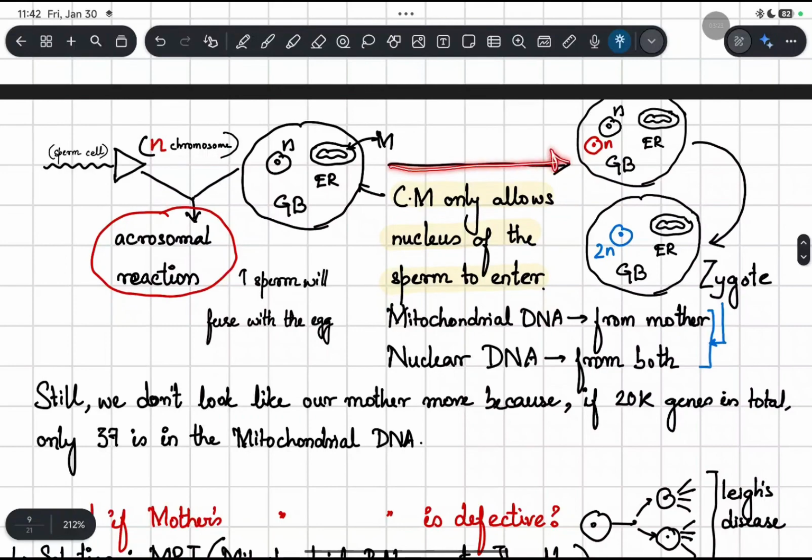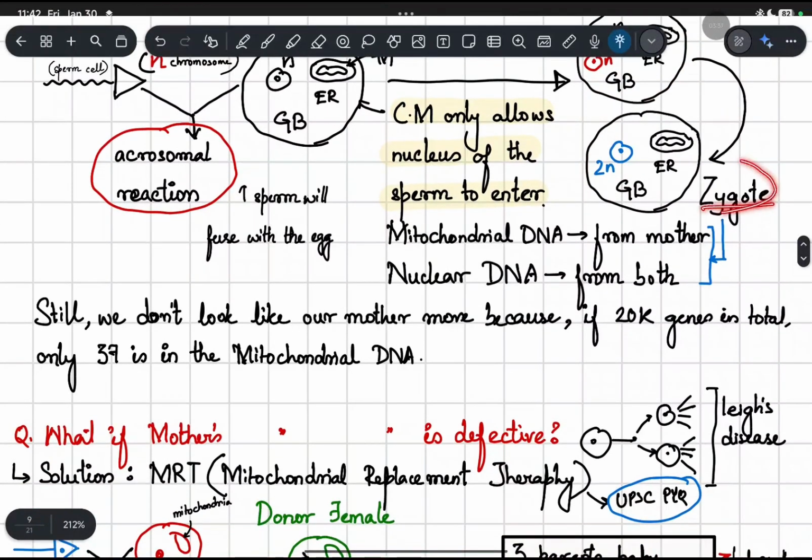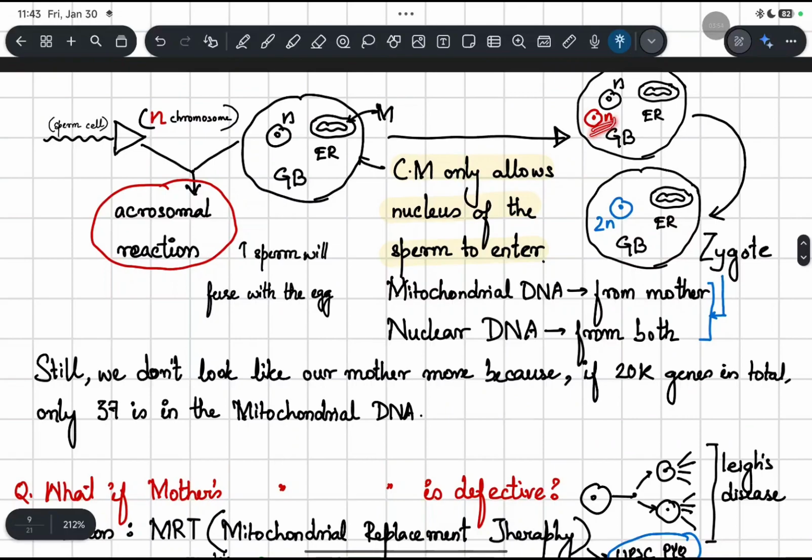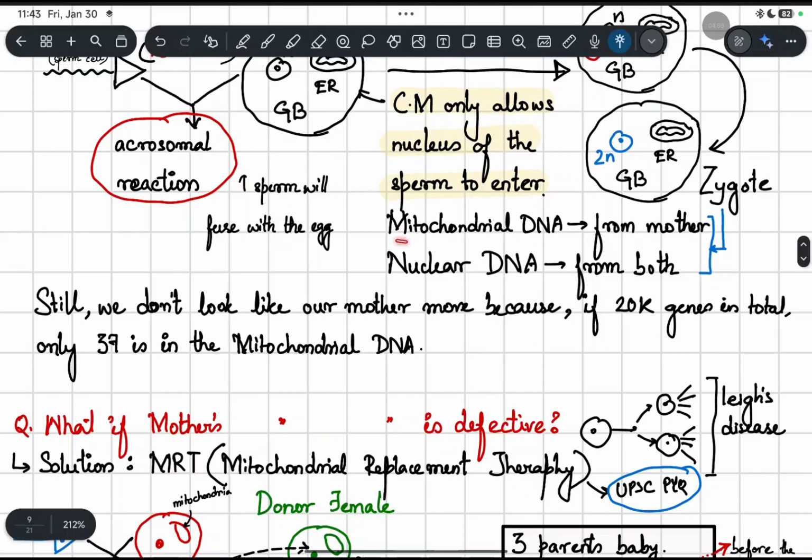It only allows the nucleus of that sperm to enter the egg, right? So when the nucleus of the sperm enters, we have the new egg, that is the zygote, with 2n configuration. So this is the zygote here. A zygote will have two types of DNA, right? It'll have nuclear DNA and it'll have mitochondrial DNA. The nuclear DNA, the zygote will have from both the mother and the father. You have seen here, this is from the sperm from the father, and this is from the mother, right? But the mitochondrial DNA will be exclusively from the mother.